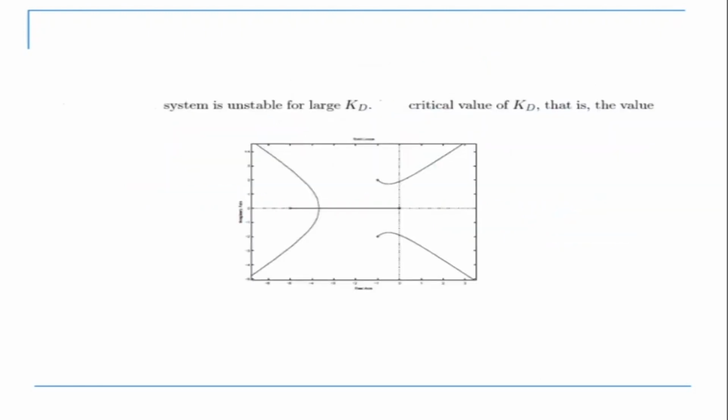Okay, so what we do is we have to draw the root locus. And what we do find is that the root locus looks something like this. So this is my root locus, and it looks something like this. So this is my j omega axis.